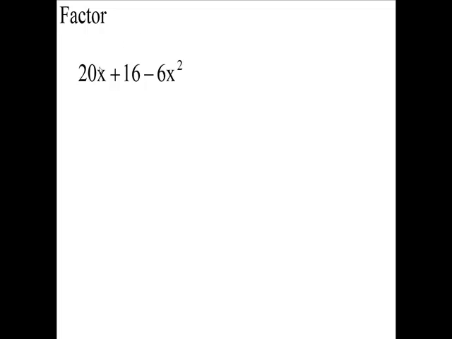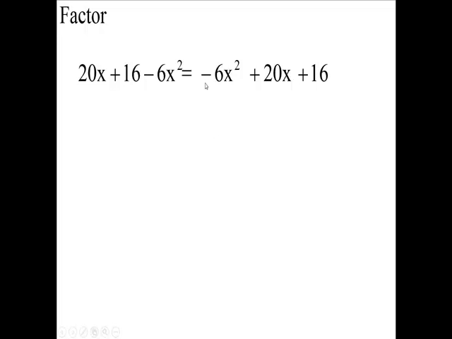Factor 20x plus 16 minus 6x squared. Now my x squared term should come first, so I'm going to write that first. And then put your plus 20x and then 16. This is called descending order here, okay?